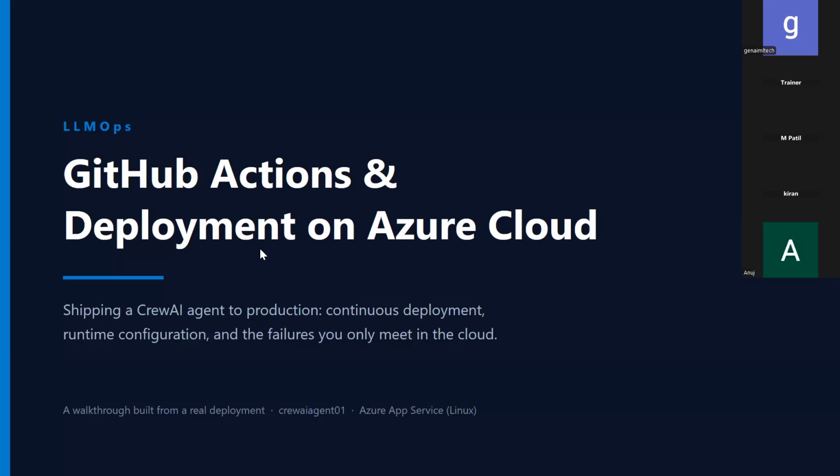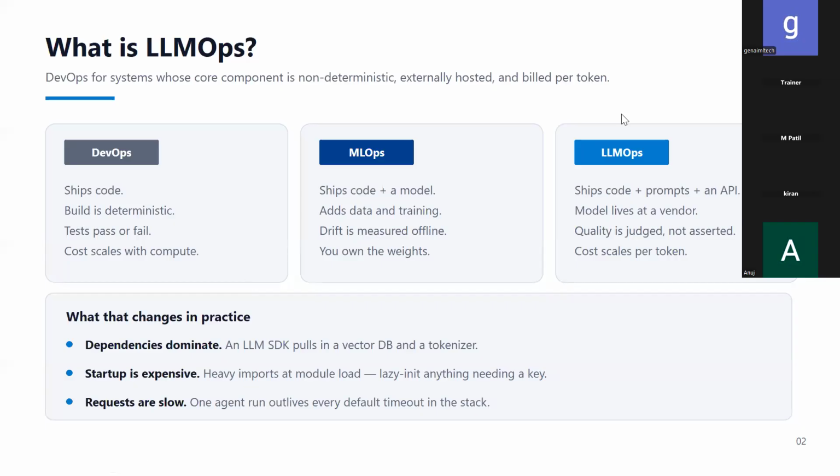And the LLM ops part. Okay, so let's see what we can cover. Coming to this, the LLM ops part first. So let's define it. What is LLM ops? When you say LLM ops, it's kind of DevOps only. It's DevOps for the systems.